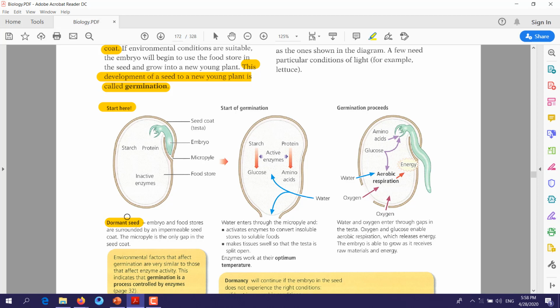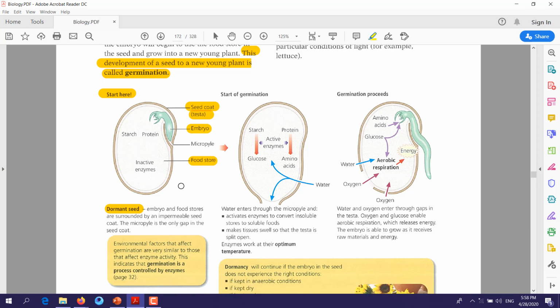Now, again, let's review the structure of a seed. A seed, we said, consists of an embryo, and this embryo has a food store, and all of them are enclosed in a sac. We call it the seed coat or testa. Okay, 1, 2, 3. These are the main parts of a seed. Now, if there are favorable environmental conditions, let's say there is water, there is oxygen, and there is a suitable temperature.